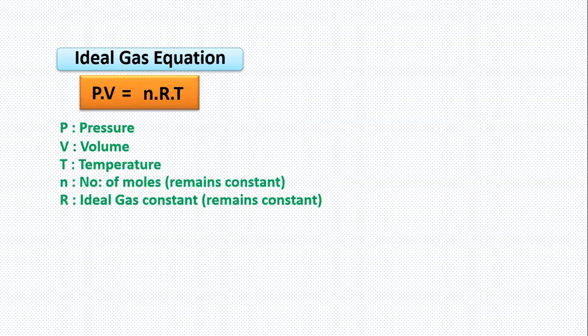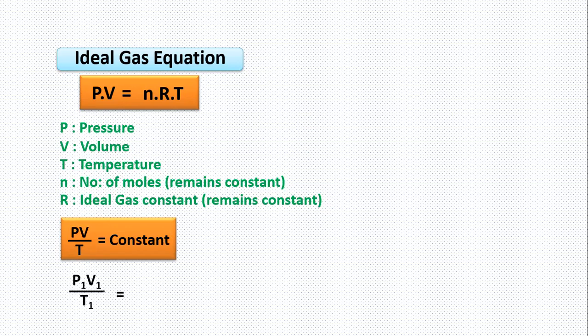So here the number of moles for thermodynamic observation remains constant. The ideal gas constant is also constant. So what is the variation between pressure, volume and temperature we observe here? PV upon T is equal to constant, that is equal to nR, the number of moles being constant and the universal gas constant R also being constant.